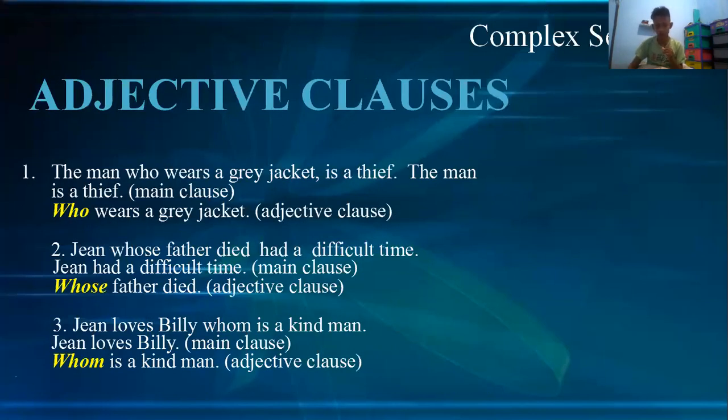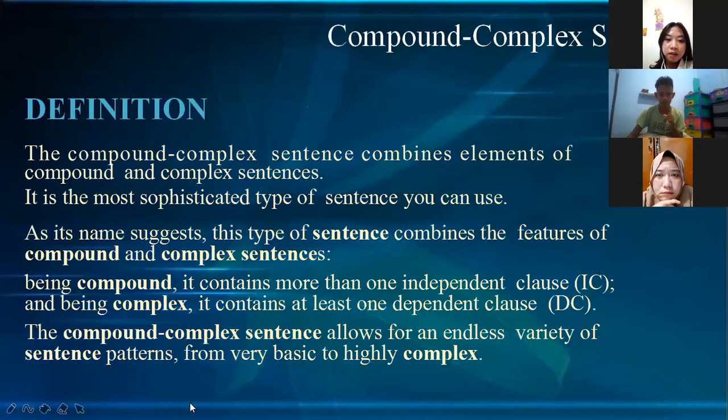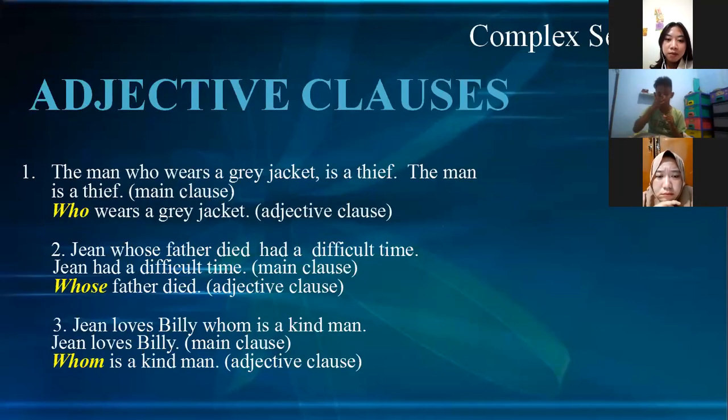And the following will be explained by Novi, Nurezha, Putri. Okay, thank you, Awal. And next, I will discuss adjective clauses. Number one, the man who wears a gray jacket is a thief. The man is a thief is a main clause, and who wears a gray jacket is an adjective clause.